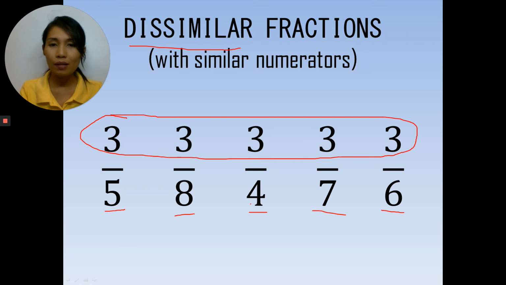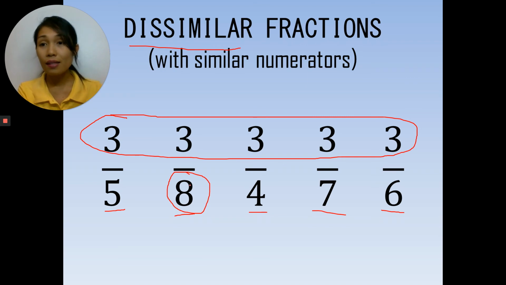Okay, but this time it's the opposite of the similar fractions. The bigger the denominator, the smaller the fraction. So which one has the greatest denominator here? It's 8, right? So that means 8 is the smallest fraction here. Okay? If the numerators are all the same, the biggest denominator is the smallest fraction.